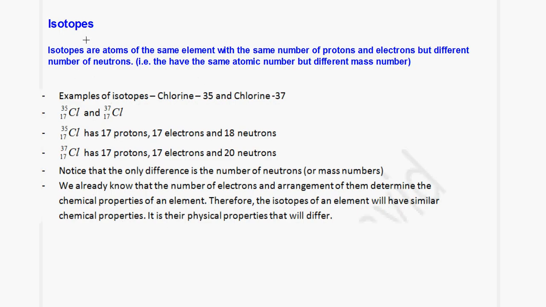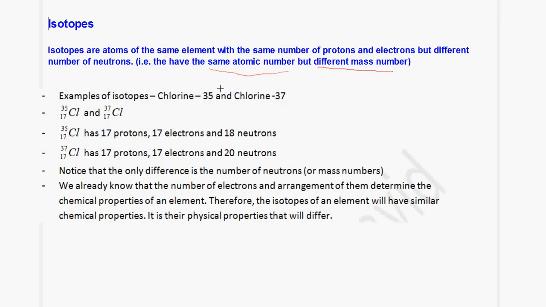Now we will look at something called an isotope. Isotopes are atoms of the same element with the same number of protons and electrons but different number of neutrons. So what we are saying is that they have the same atomic number but different mass number. And remember, earlier I said that the atomic number or the number of electrons are what determine the chemical properties of an element. So therefore, if isotopes have the same atomic number but different mass number, we expect them to have similar chemical properties but different physical properties.